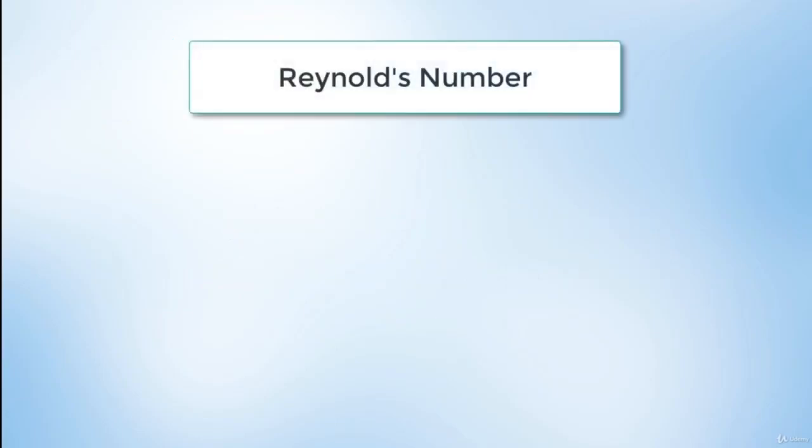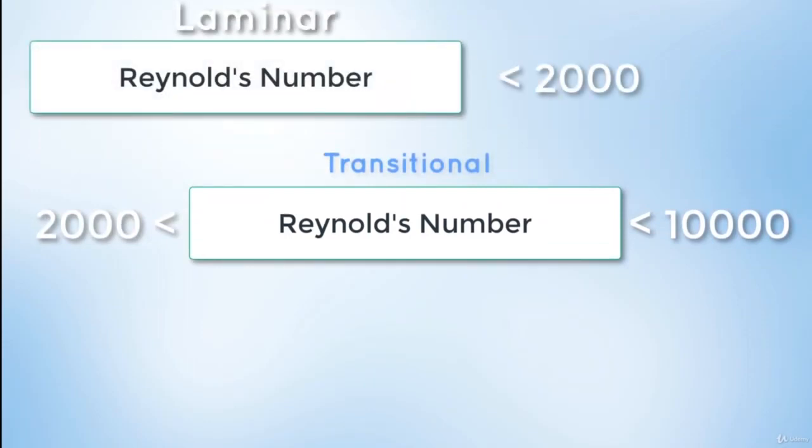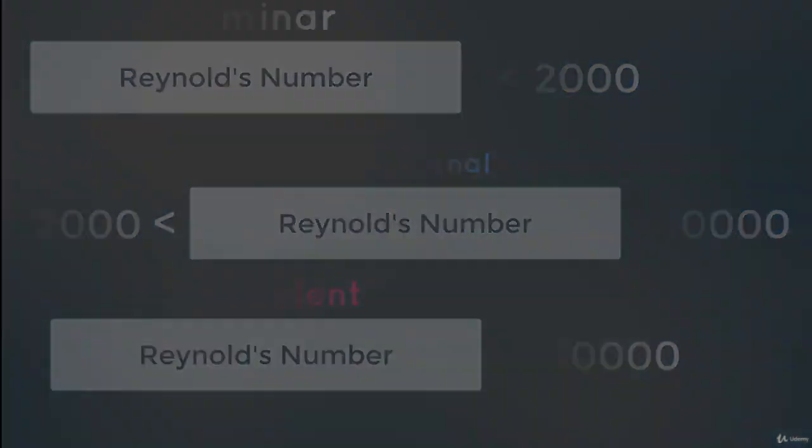To start this off, let's introduce something called Reynolds number. When studying the flow regime of some fluid inside of a pipe, if the Reynolds number is between 2000 and 10,000, this flow is transitional. If it's under 2000, the flow regime is laminar. If it's over 10,000, it's turbulent. We're going to focus on the transitional part of the regime.